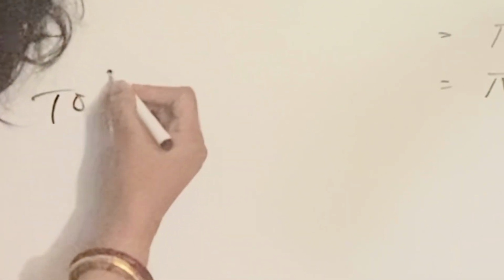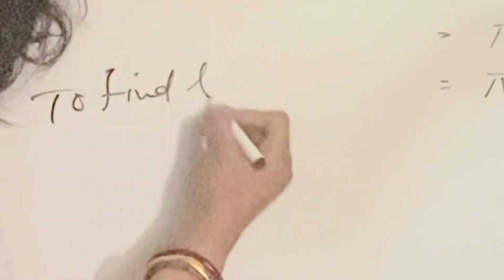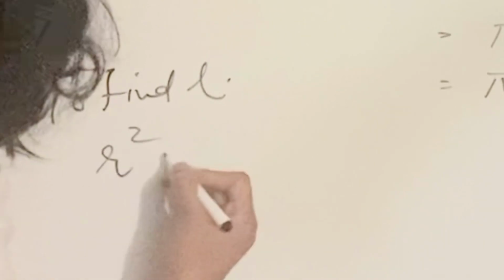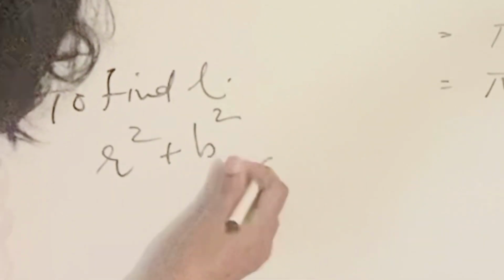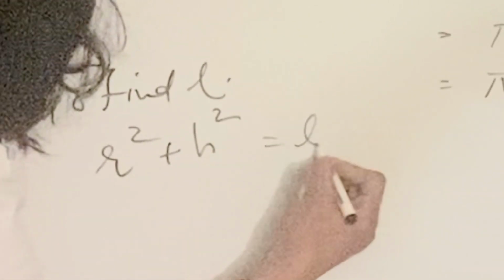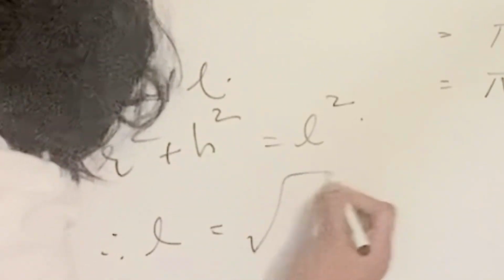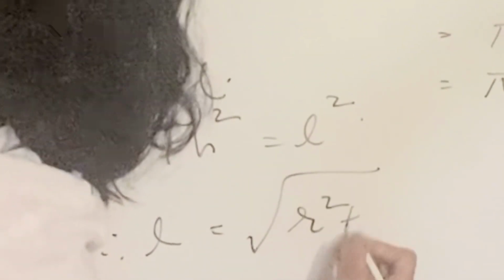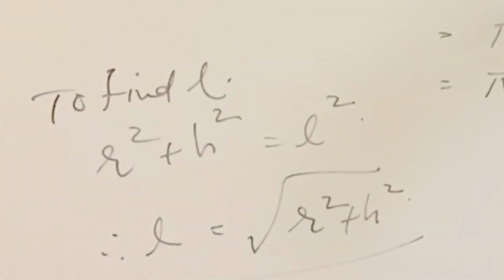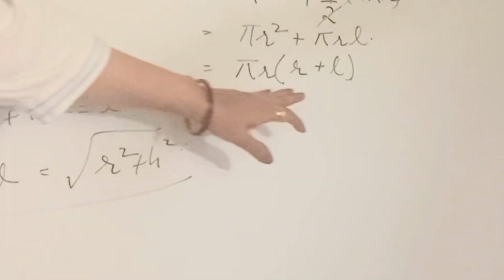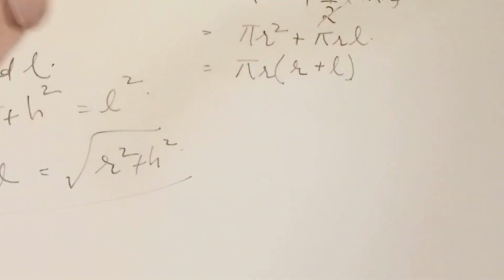So if we have to find L, r square plus h square is equal to L square. So therefore L will be equal to square root of r square plus h square. So by using this formula we can find the value of L, and therefore we can apply that L here and find out the value of the surface area of the cone. I hope this is clear to you.